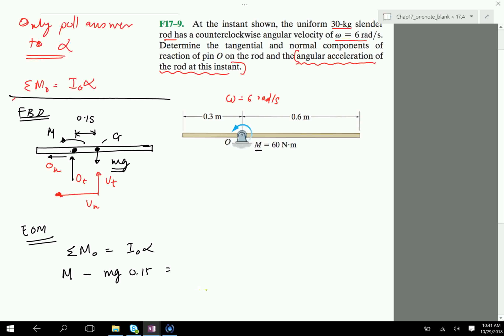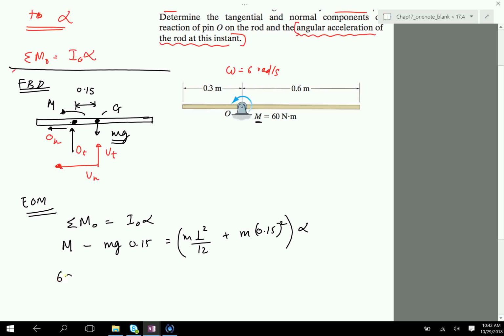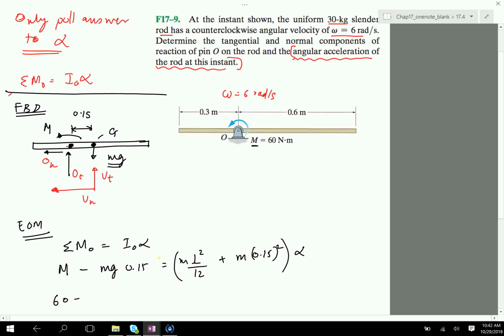The inertia about O is mass times length squared divided by 12, that's the inertia about G, plus the mass times the distance from O to G squared, so 0.15 squared. That's times alpha. So the moment is 60 minus, with M as 30 kg, times 9.8 times 0.15, equals 30 times length 0.9 squared, and so on.